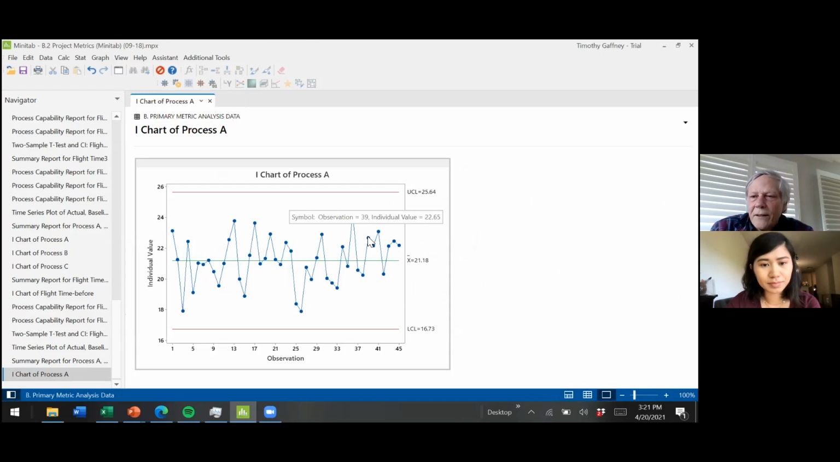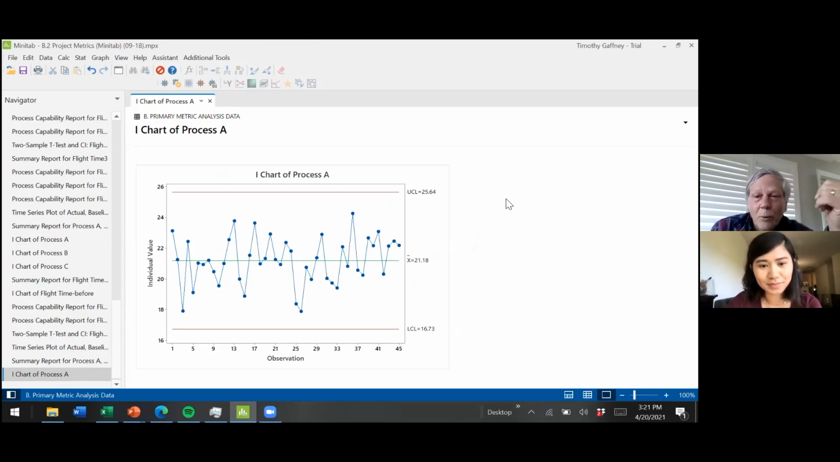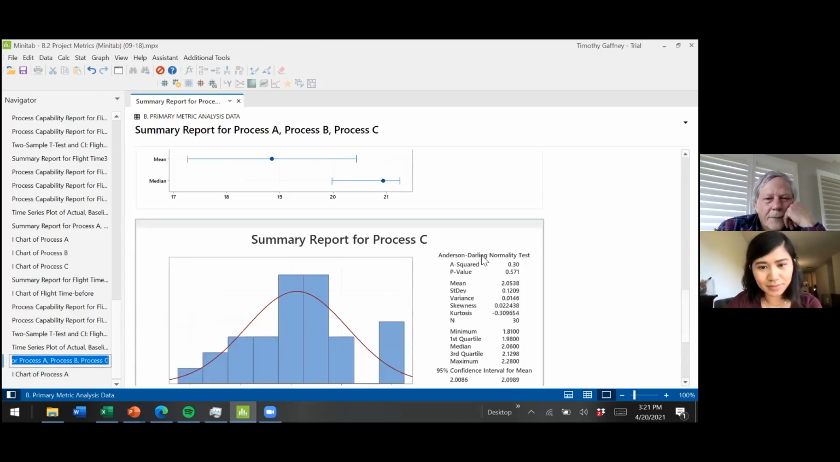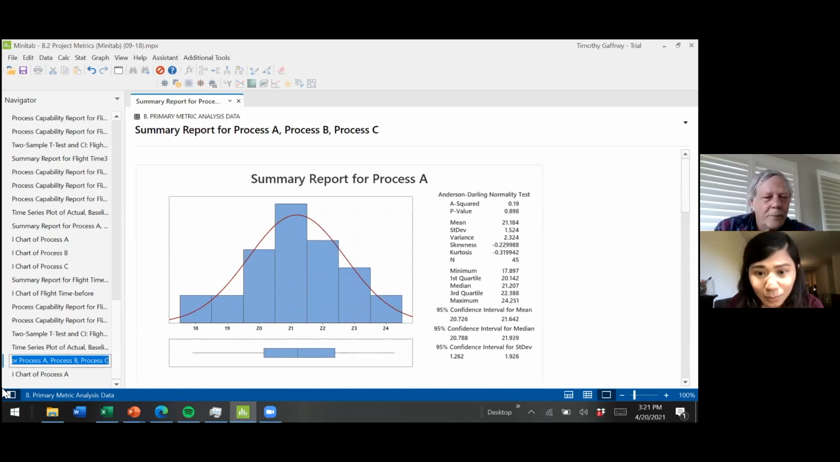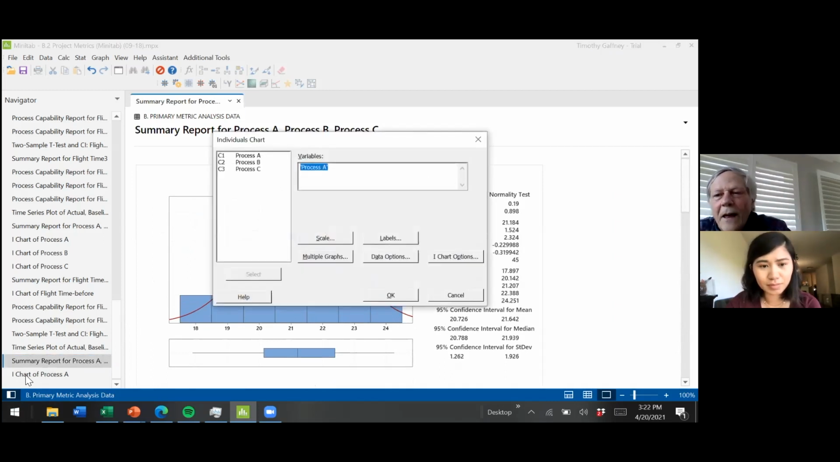Do we see any red dots? No. So therefore, we know that process A is what? Stable. So if it's stable, what can we know? The baseline is the mean. Exactly. So in this case, we know the baseline for process A is 21.184, and that's the standard deviation. Beautiful. Now you can always do Control E, and that brings up the previous dialog box without having to go to the menus.